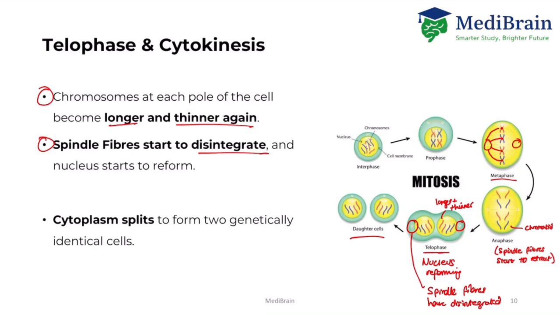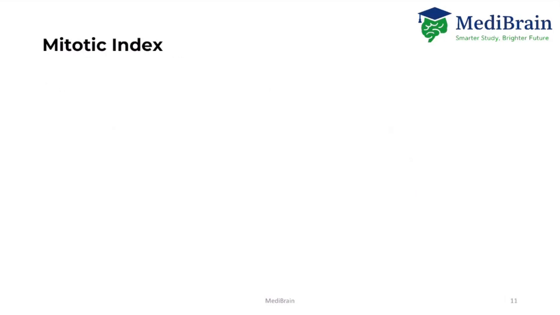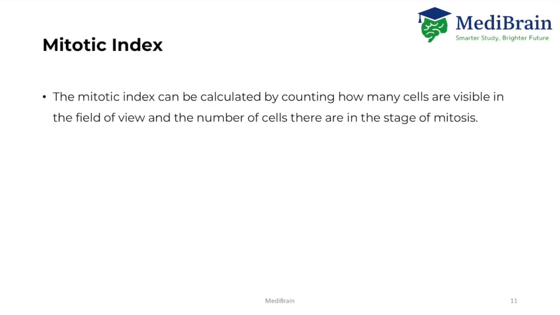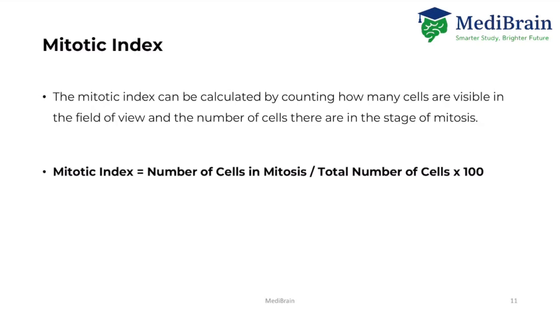That's your mitosis. And then finally, you want your two identical daughter cells to be produced, and that's why you have cytokinesis. That's when your cytoplasm and your cell membrane split to form your two identical daughter cells. Okay, and in terms of content, we're just going to finish off by looking at the mitotic index. Now, the mitotic index is really simple, and in an exam, it's normally worth only 1 mark. But basically, the mitotic index is calculated by counting how many cells are visible in the field of view and the number of cells that are in mitosis.